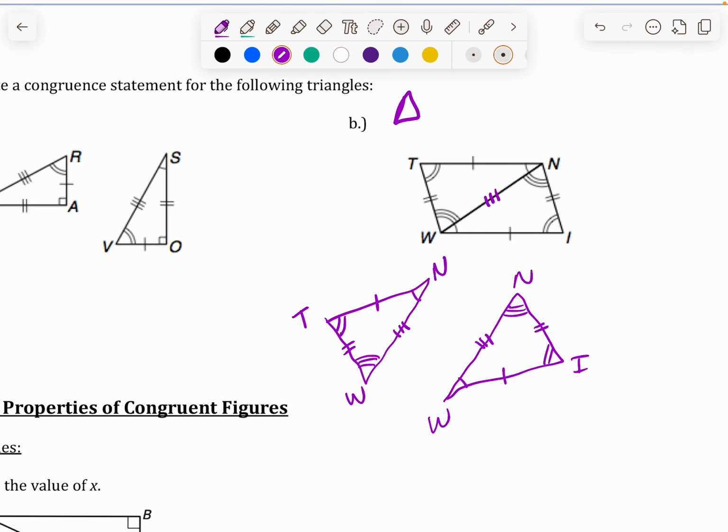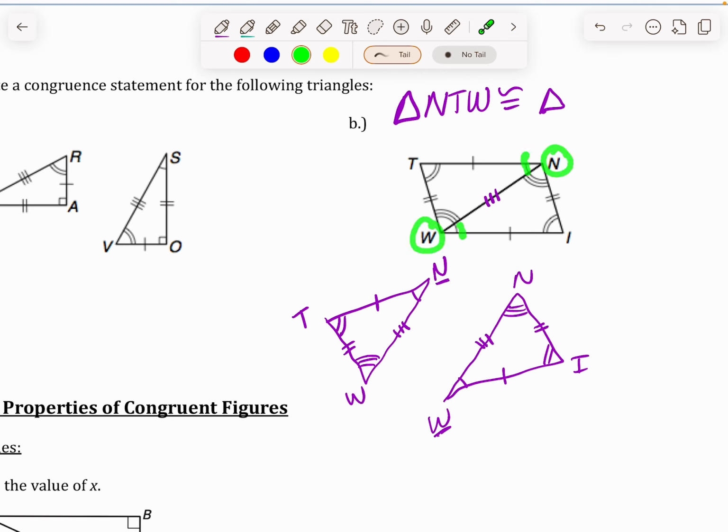So then we could say that triangle, let's do NTW is congruent to triangle, and then over here, N is actually the same as W, so they're kind of flip-flopped. So in our diagram, we could say that this N is the same as this W down here. So you got to be careful there. So when we start with N, we actually want to start with W on this side.